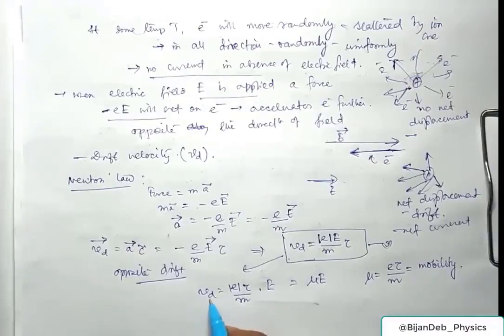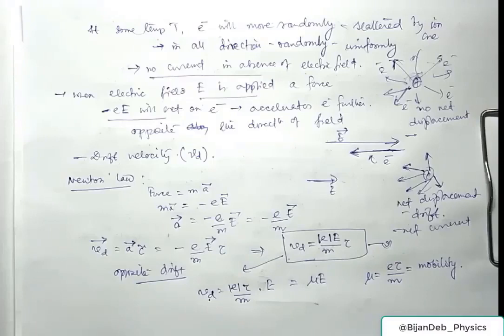So what is drift velocity? Drift velocity is the average velocity with which a free electron gets drifted over and above the thermal velocity. Okay, it is over and above. Thermal velocity is always there due to temperature, but this is extra. So this is the average velocity by which the electron gets drifted over and above the random motion under the influence of an external field.